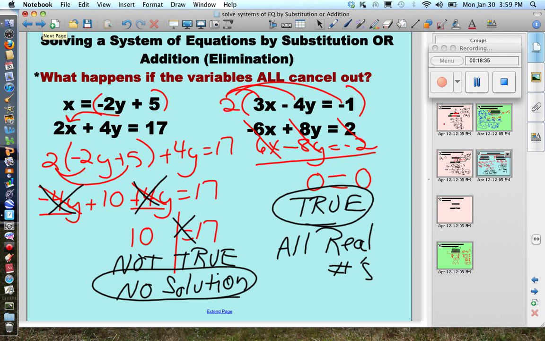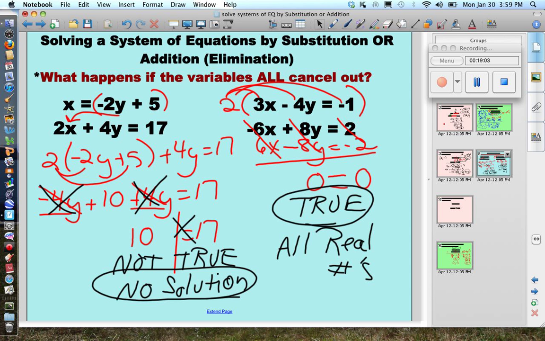So in other words, really this happens to be the same exact line. If I graph them, they would be the same line on top of the other. The one on the left, if I graph them, they would be 2 parallel lines that never intersect. Okay? So here we go. So you may solve a system of equations using substitution, or you can solve a system of equations using the elimination method or the addition method. It really doesn't matter. It's a matter of preference, which one works better for you.